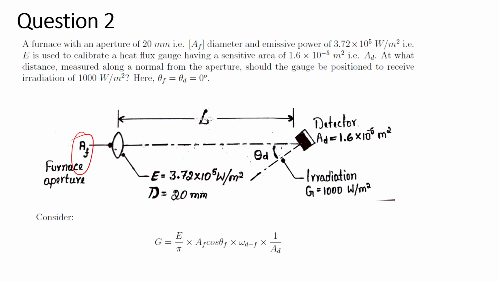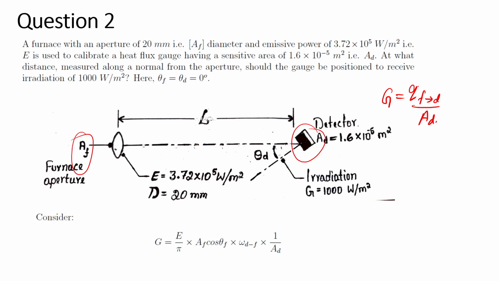Then we have been straight away given this formula for the irradiation over here for this case. So very similar to the formula we saw in the previous case also. If you want to derive it, we saw that G is Q from F to D upon the area of this detector, so it will be A_D.